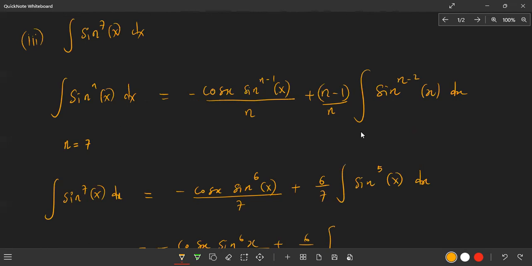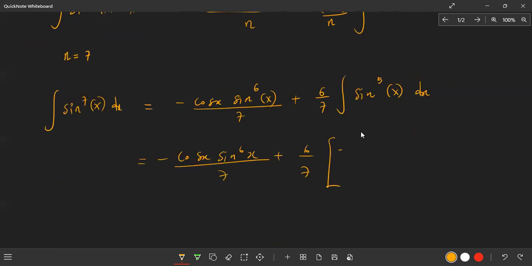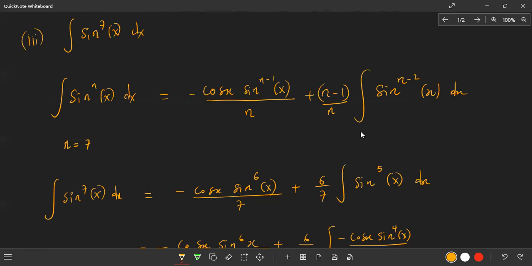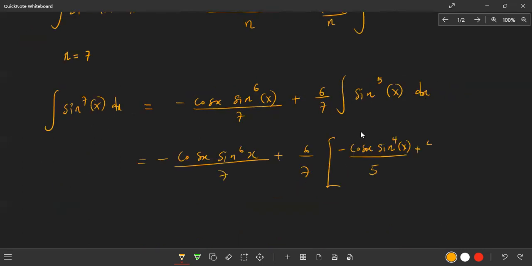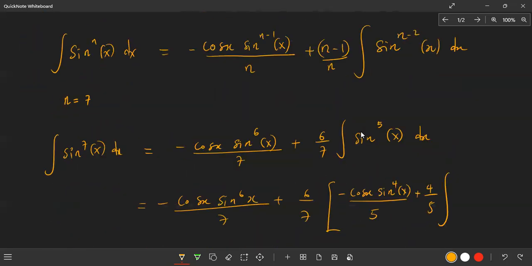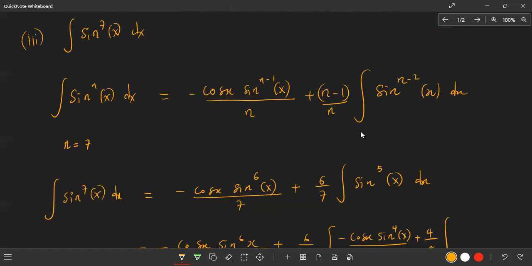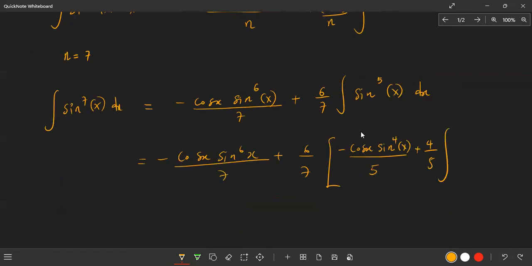So we're going to have negative cos x sine to the power 4 x over 5, from the formula here, and then plus 5 minus 1 over 5, that is 4 over 5, and then the integral of sine cubed x dx.